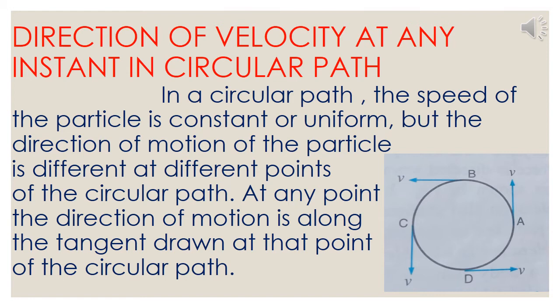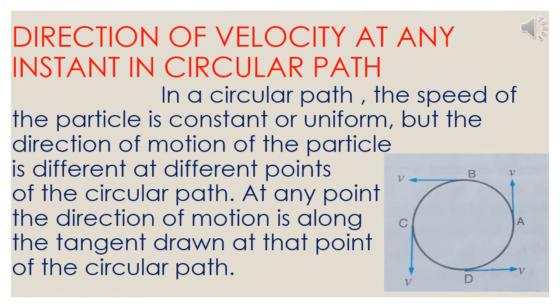Direction of velocity at any instant in a circular path. The figure shows here a particle moving in a circular path in a horizontal plane with uniform speed in the anticlockwise direction, and velocity has been labeled as v. The particle travels each quarter of the circle, that is AB, BC, CD and DA, in the same interval. Thus, the speed of the particle is constant, that is uniform.